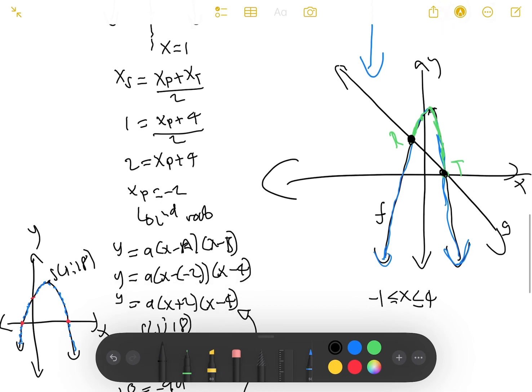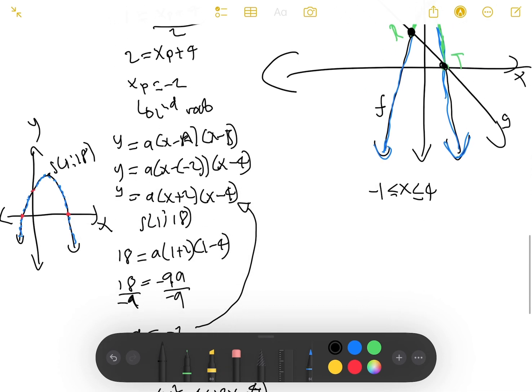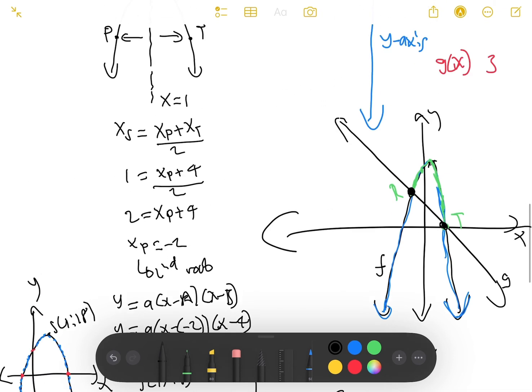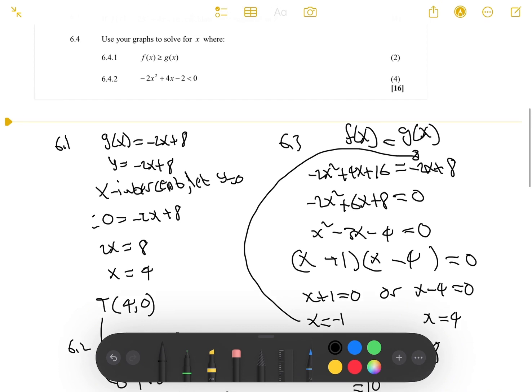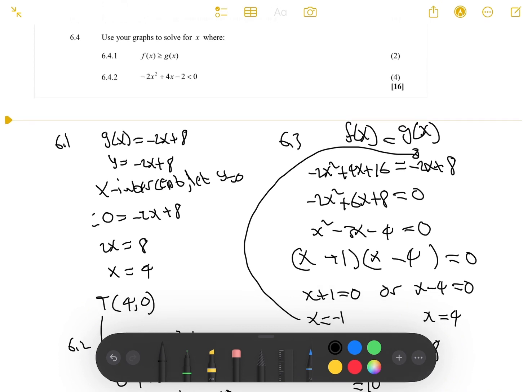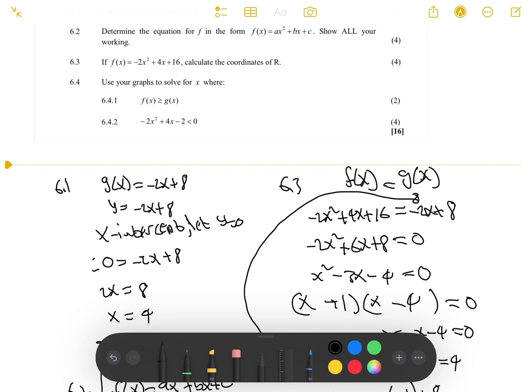So also where the two graphs overlap, that is applicable. I hope that makes sense. So 6.4.2, they say use your graphs to solve for x where negative 2x squared plus 4x minus 2 is less than 0. So that is basically an equation of a graph, right, of a parabola, of which you'll notice that the difference between the two, that one we had previously at 16 plus 16, and then this one is -2 at the end, right? So from that, we can try to make 6.4.2 look like 6.3, okay?